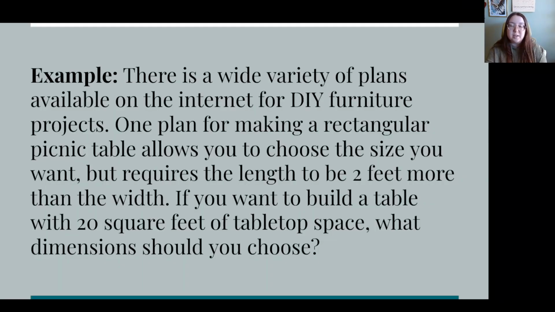All right, so now we're on to our next example. There's a wide variety of plans available on the internet for DIY furniture projects. One plan for making a rectangular picnic table allows you to choose the size you want, but requires the length to be 2 feet more than the width. If you want to build a table with 20 square feet of tabletop space, what dimensions should you choose?